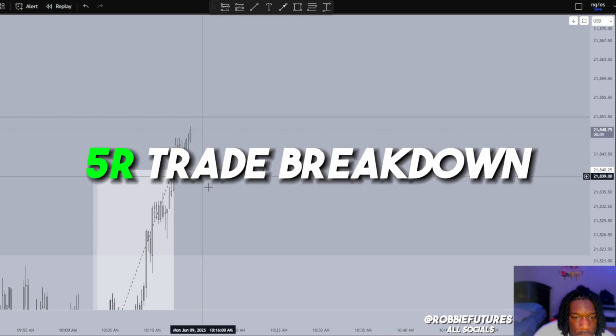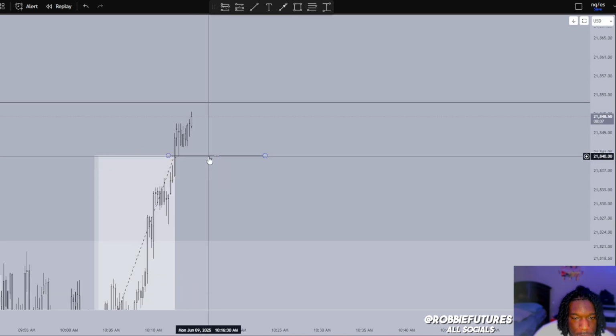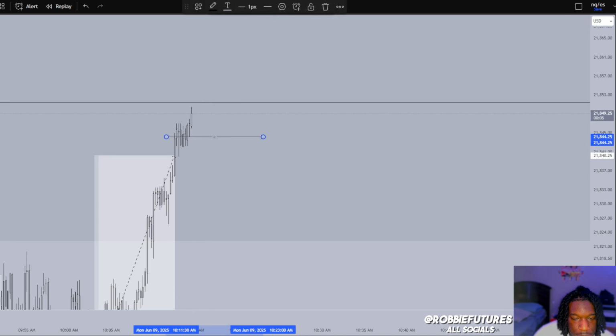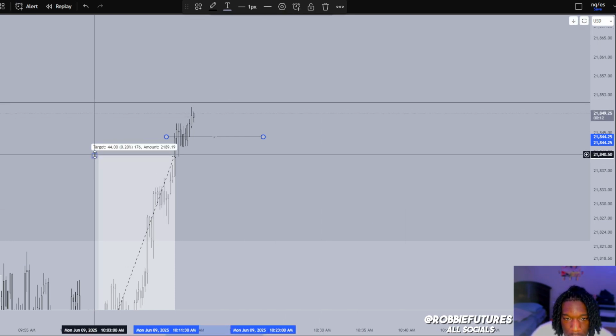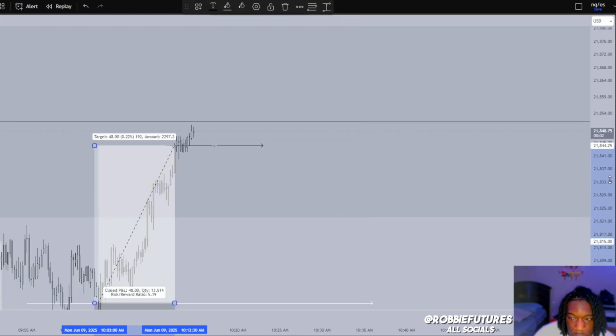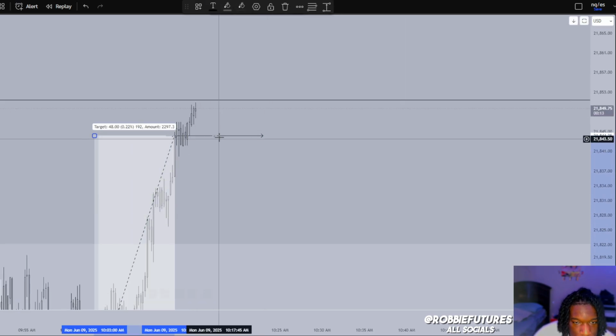Trailing under here now. And my full TP is at 851. So this black one. Trailing under here now. And I'm stopped right there.